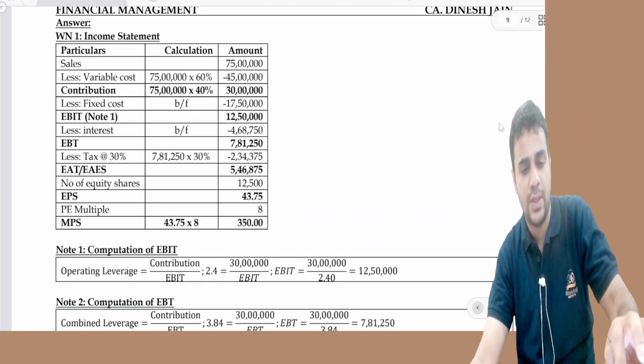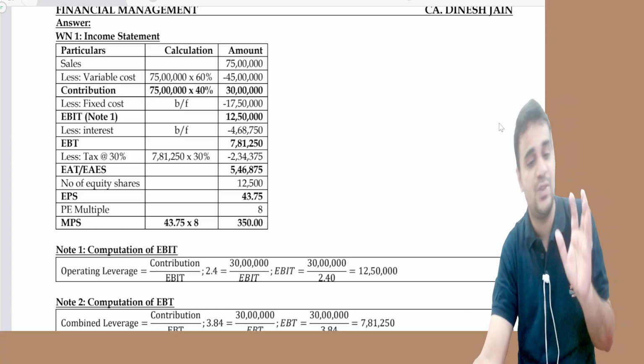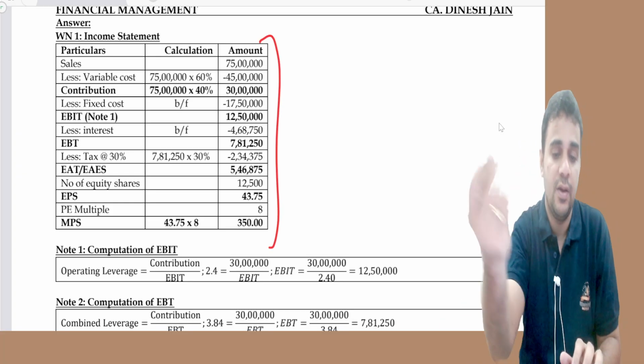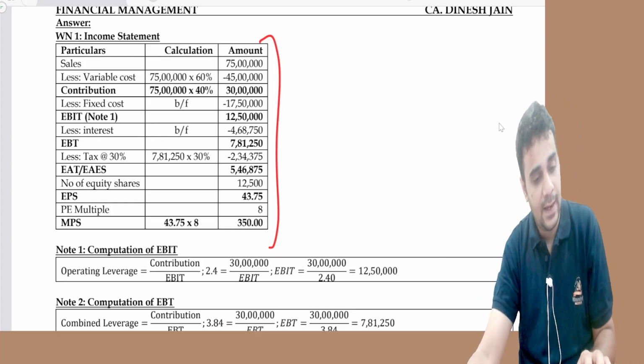So a good question, but this type of reverse working we have already done a lot of questions in class, so this I don't see as a big challenge. Other reverse working can be a challenge. So 43.75 and 350 is the EPS and the MPS.